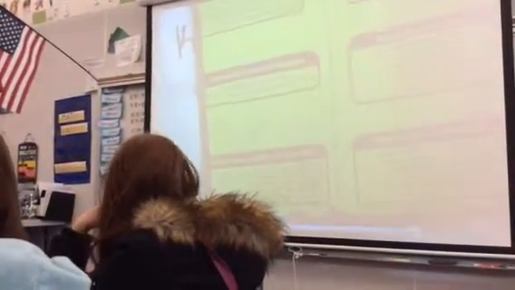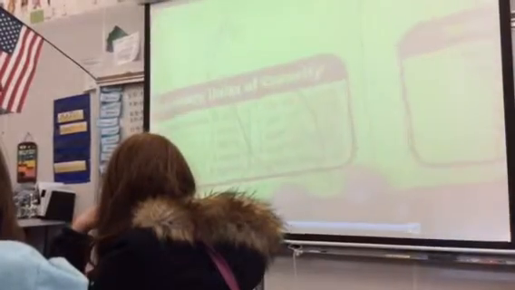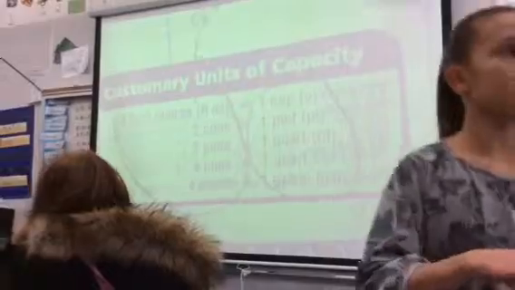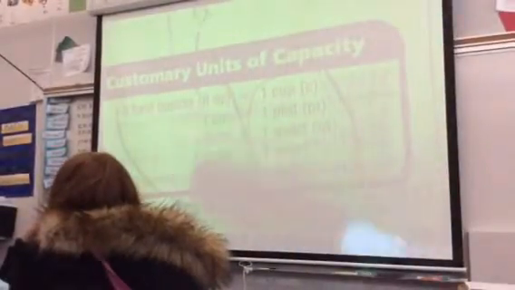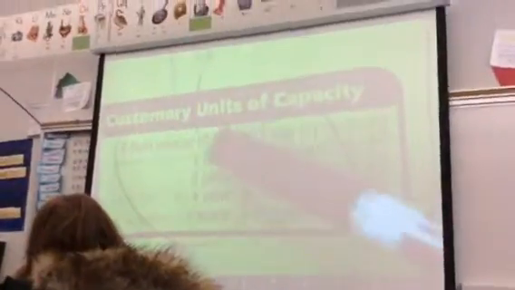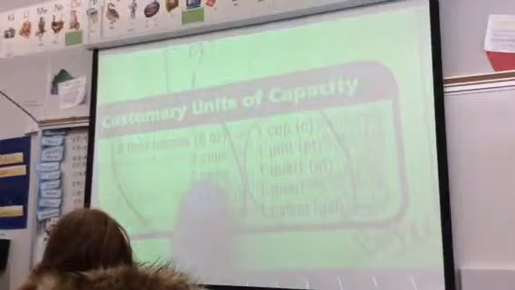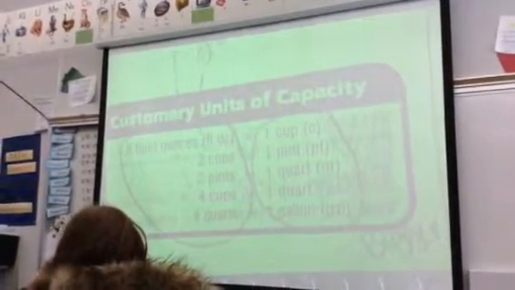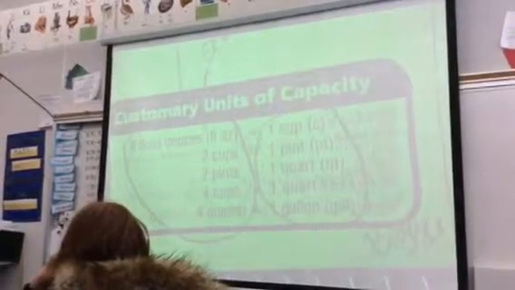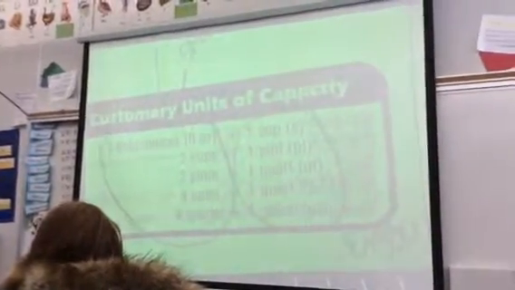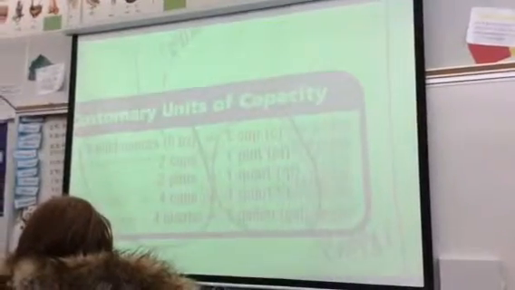I just want to remind everyone one more time. If you look at the customary units of capacity, our smaller measurements are on the left. Our bigger ones are on the right. So if I go from smaller to bigger, what do I need to do? Smaller to bigger, what am I doing, friends? Dividing. And if I go from bigger to smaller, what do I do? Multiply. Perfect. Okay, thank you.